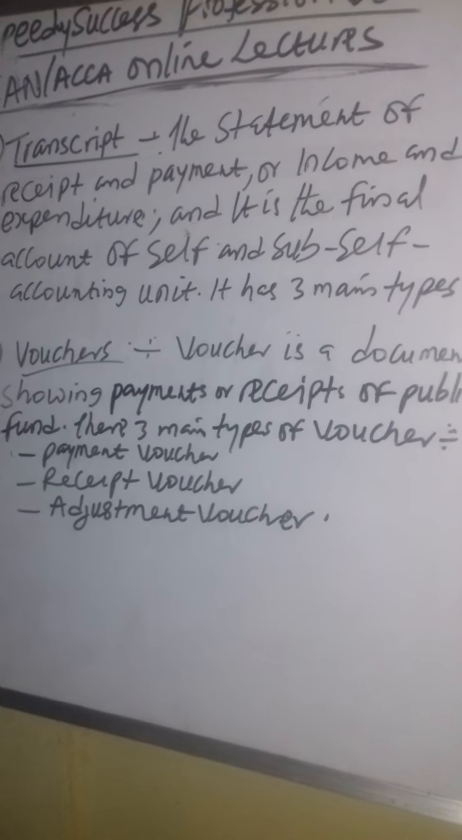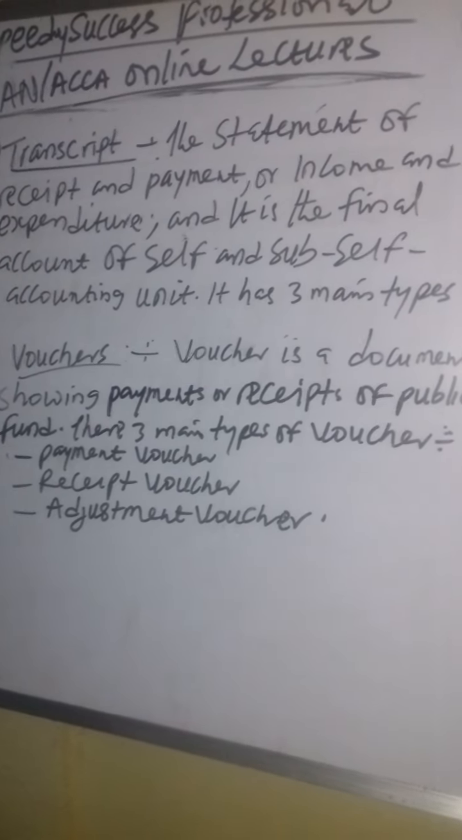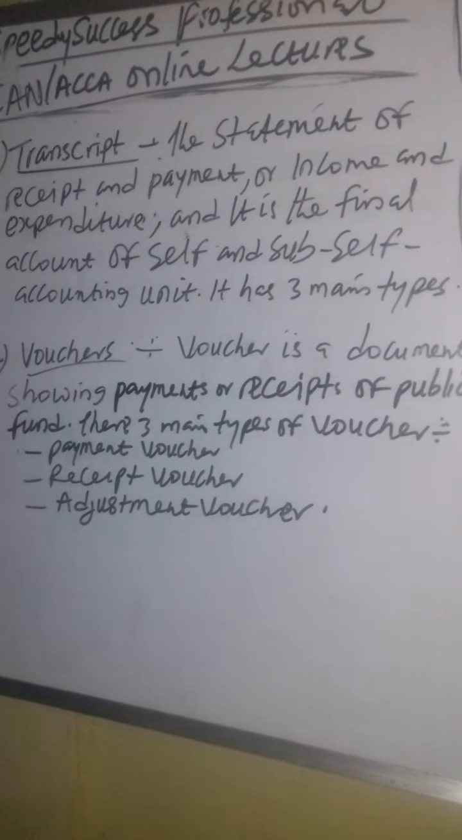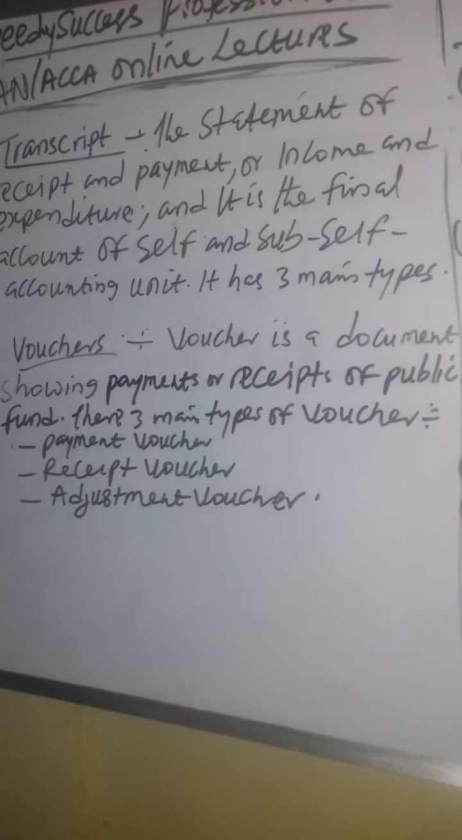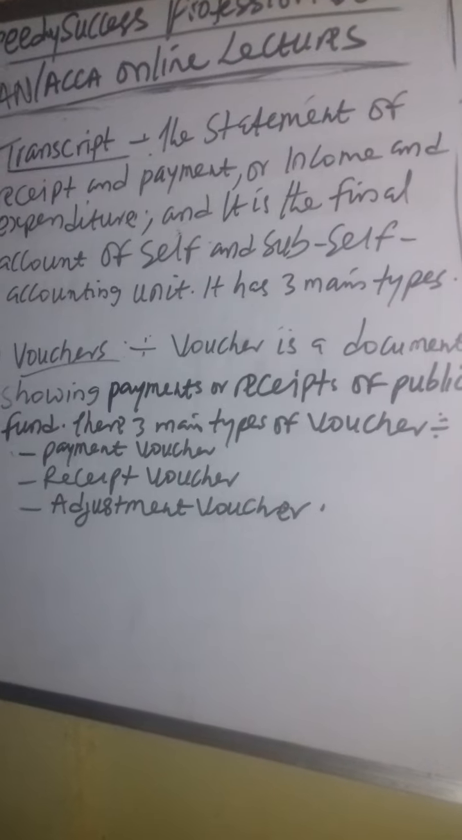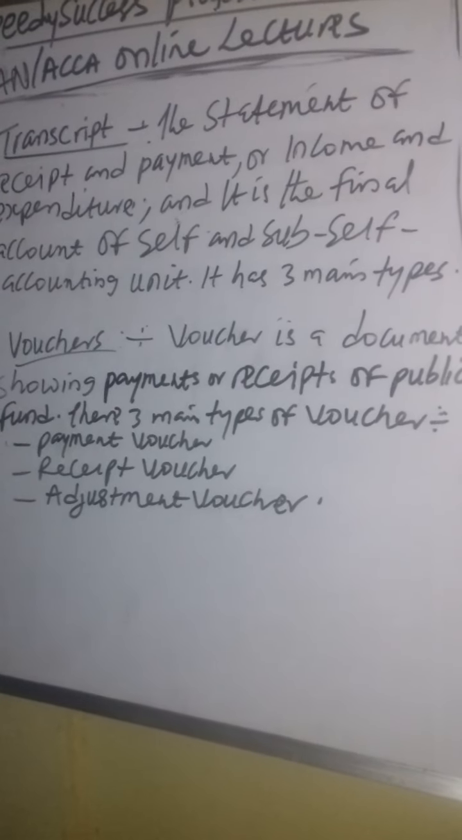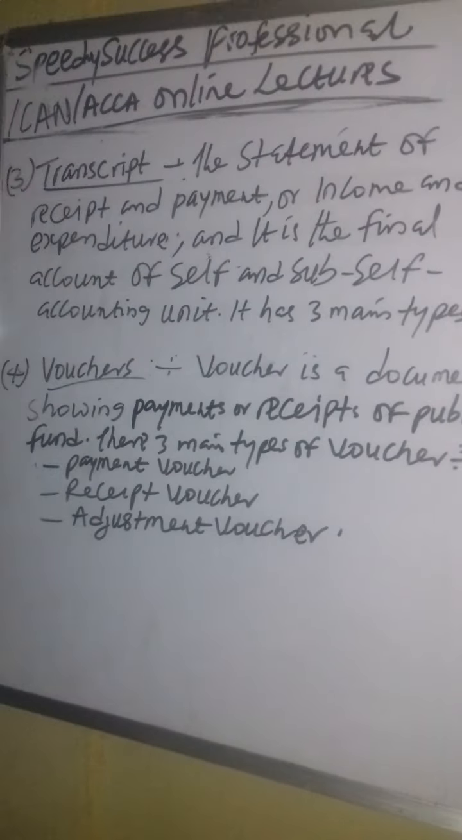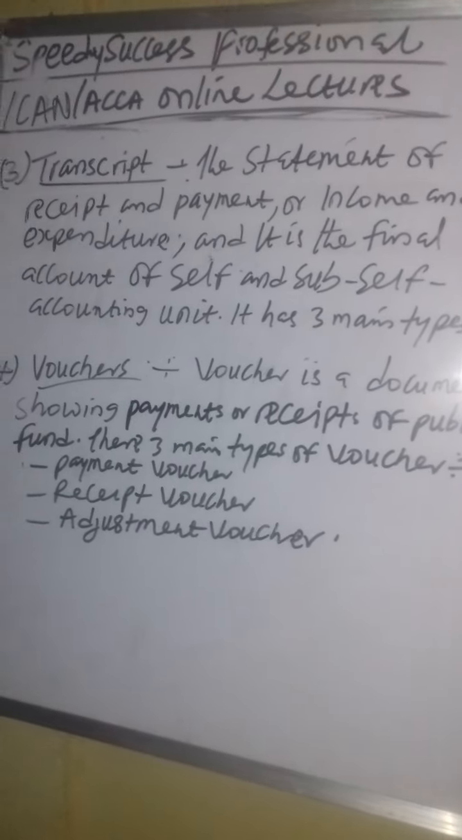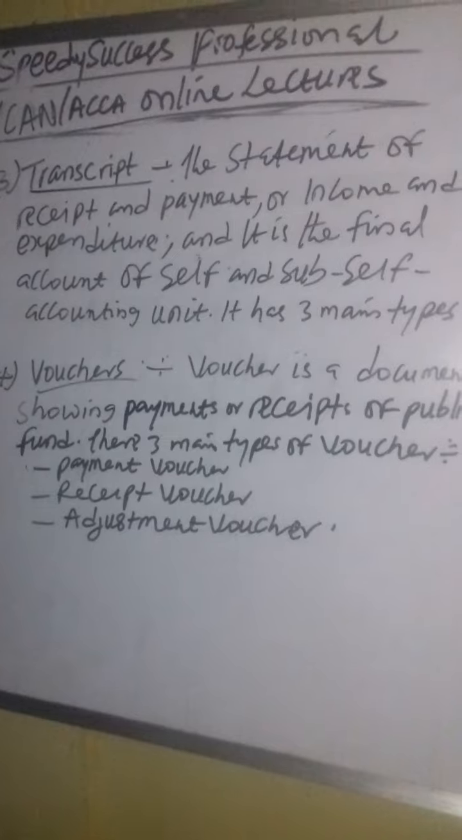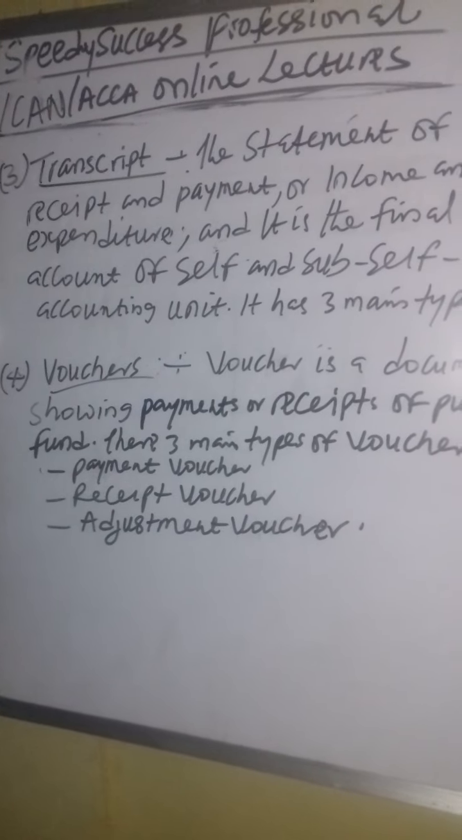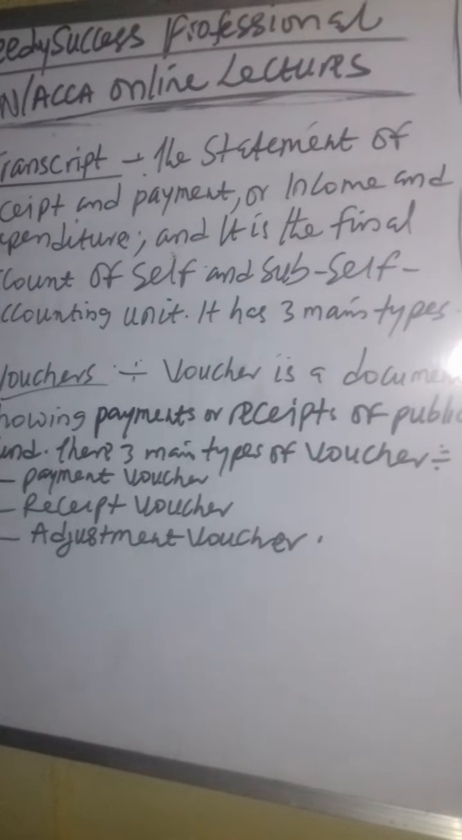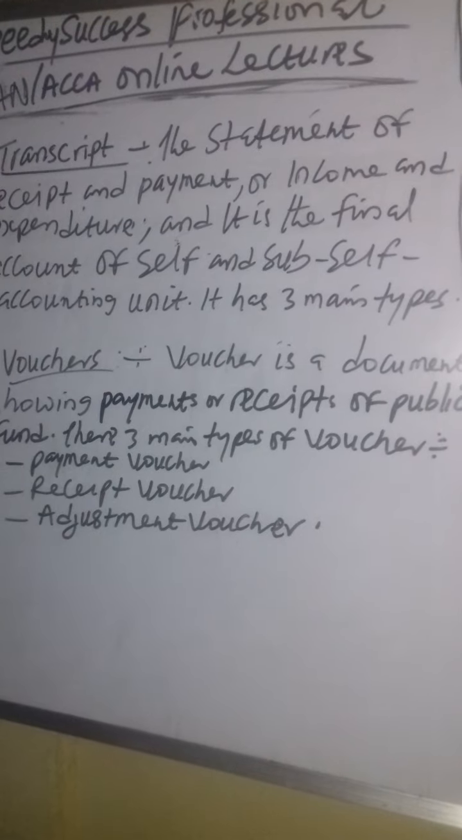A voucher is a document showing payment or receipt of public funds. There are three main types of voucher: payment voucher, receipt voucher, and adjustment voucher. I want to encourage you, make sure you don't miss the next video, because it contains more of this information, and we're going to demonstrate the practical part and do our calculations.